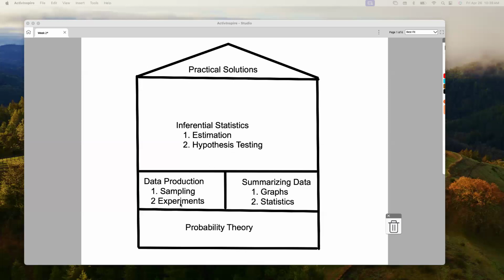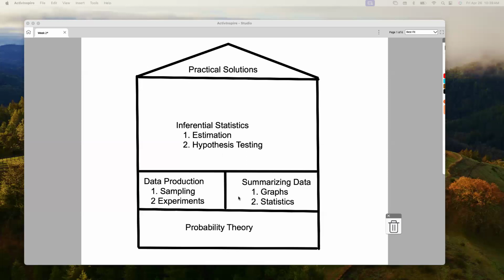experiments, we can see down here this data production. And again, it's very important that this is done properly in order to get solutions here that are meaningful. Okay, so these are the two techniques we're going to use.